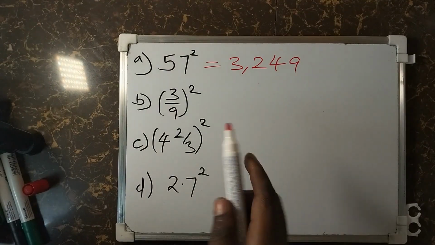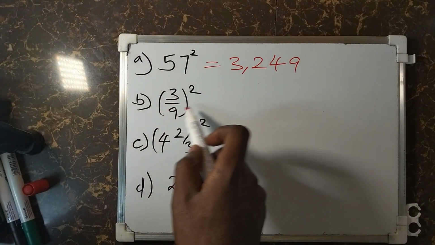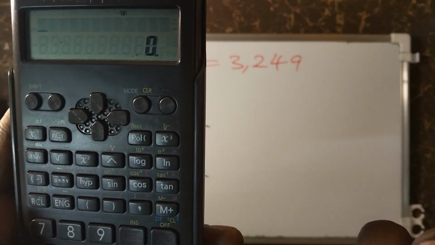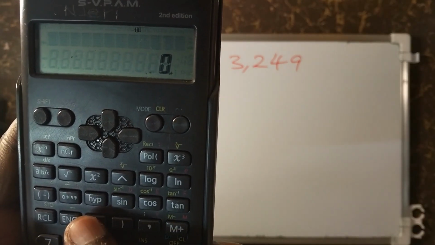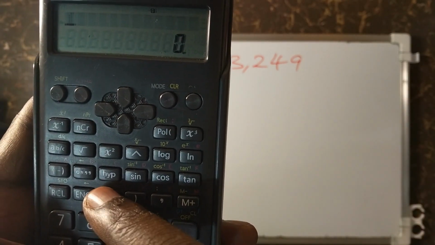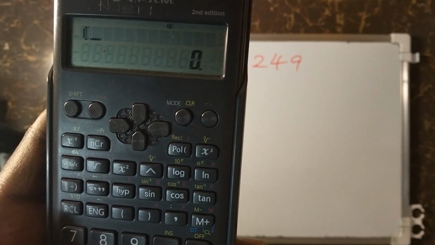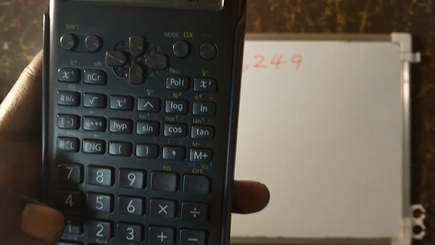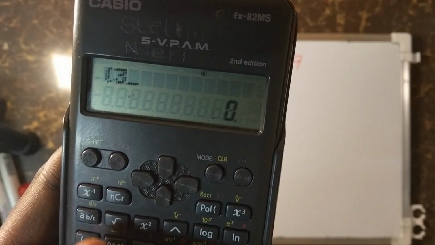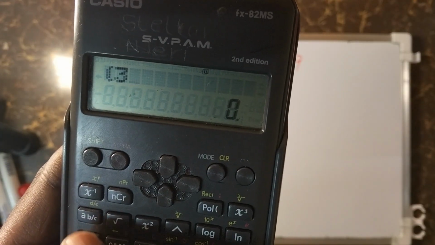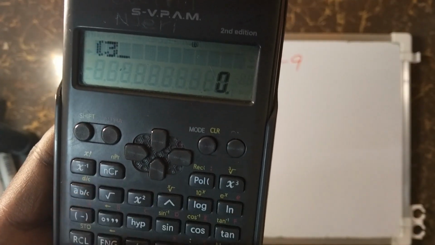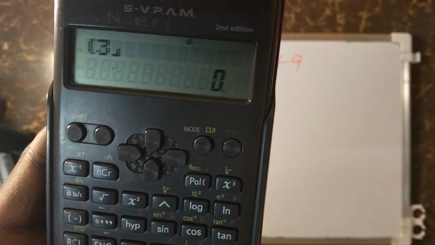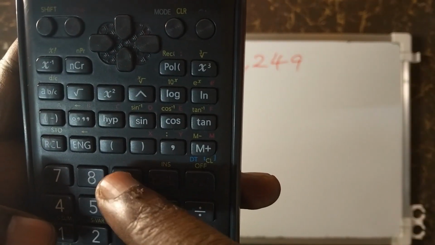Now, what's the square of a fraction? To find the square of a fraction, it's simple. Just put it in brackets. Press the opening bracket, and then you write the fraction. That is 3/9. You press 3, and then this key here, which is the fraction key, and then you press 9.